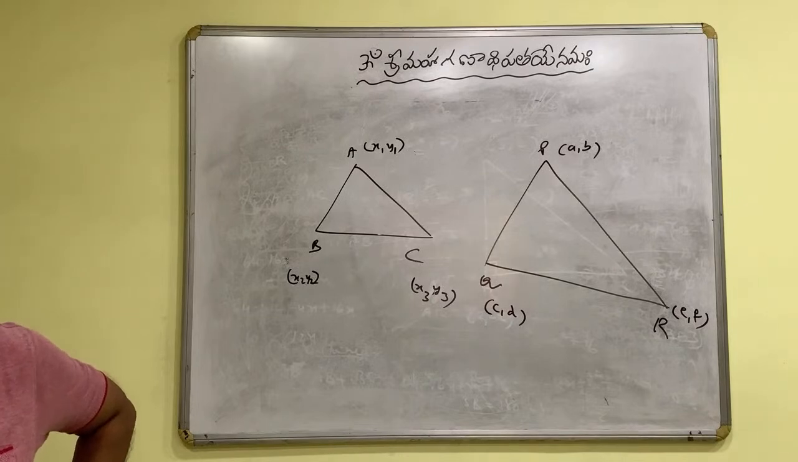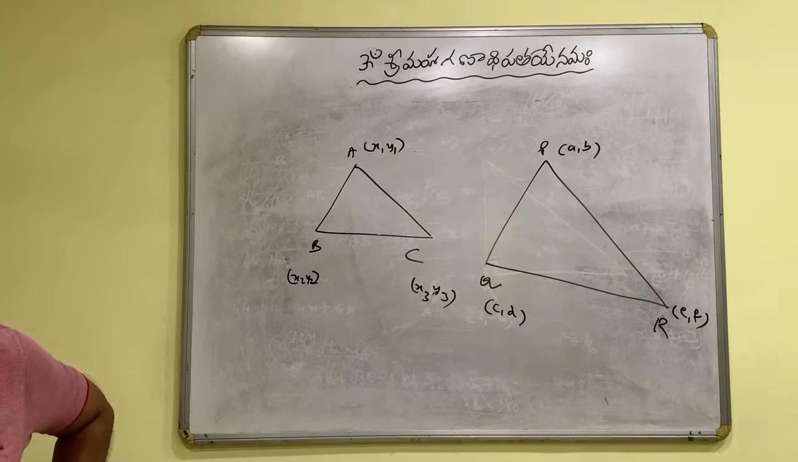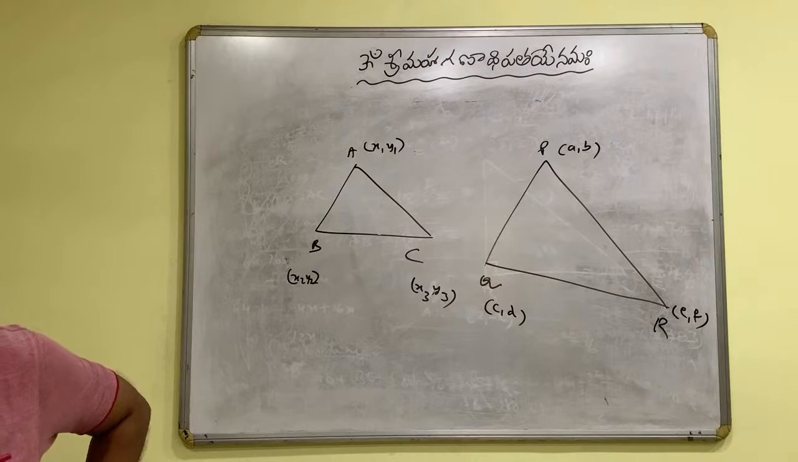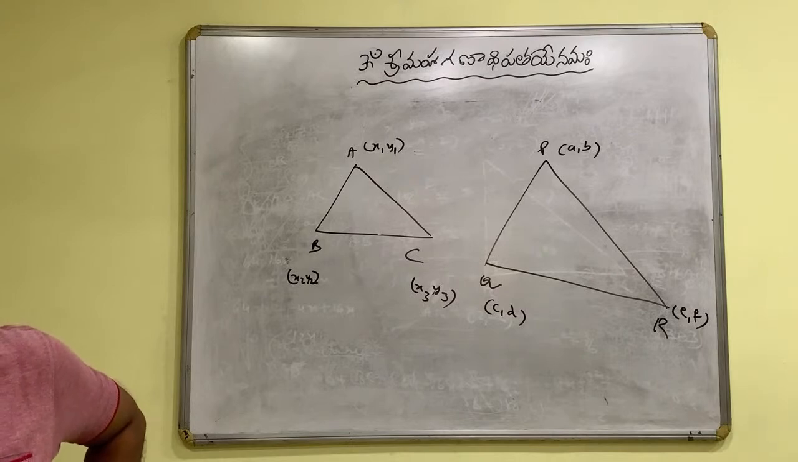Sir, we need to find out the lengths first. We have to find out all the sides of both the triangles. Yes, that means AB, BC, AC, then PQ, QR, PR. We need to find out all the lengths. Okay, next. Next, what to do?